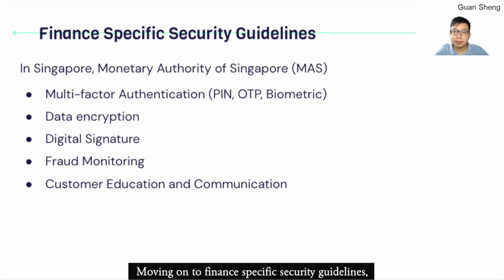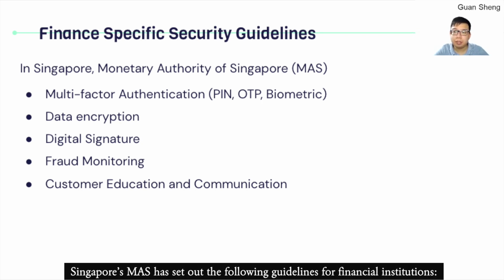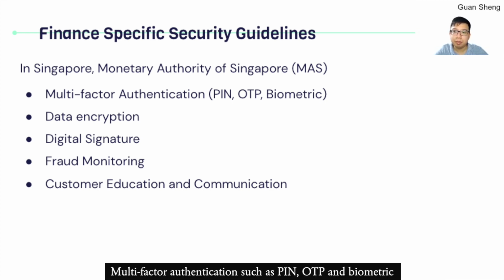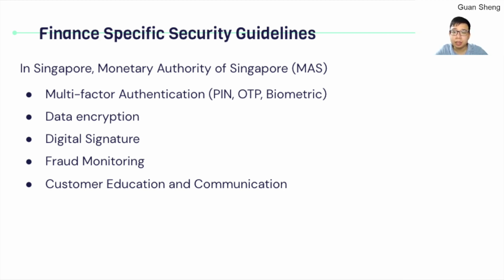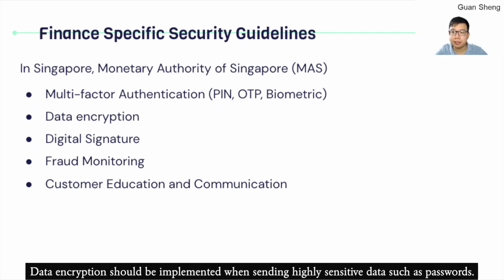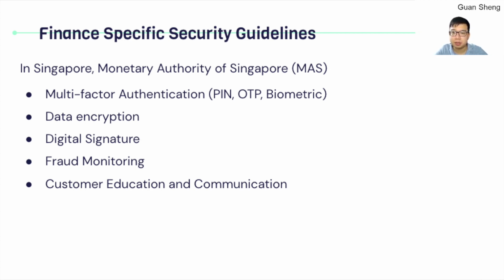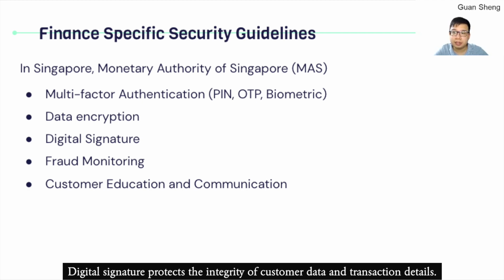Moving on to finance-specific security guidelines, Singapore's MAS has set out the following guidelines for financial institutions. Multi-factor authentication such as PIN, OTP, and biometric should be set up when accessing sensitive system functions. Data encryption should be implemented when sending highly sensitive data such as passwords. Digital signature protects the integrity of customer data and transaction details.